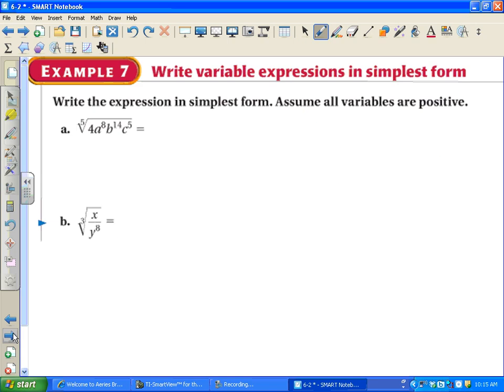Almost done here. Simplifying. That's the 5th root of 4, a to the 8th, b to the 14th, c to the 5th. Got to break it down. Remember, in this problem, we need 5 of something to take it out. Well, 4 only breaks down to 2 and 2, Mr. Wood. I don't have 5 of anything. What do? I haven't had that happen before. No big deal. If you can't take a root out, leave it on the inside. Oh, we've done that before. Yes, I know. It's the same thing.